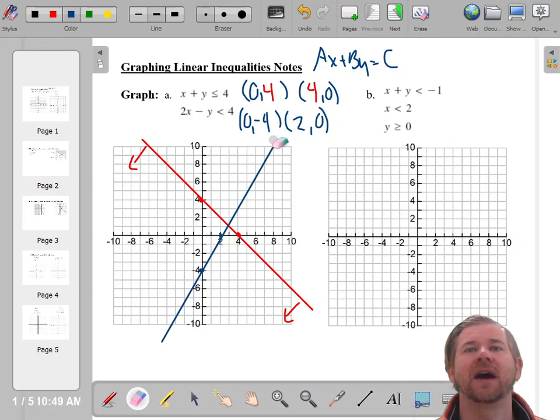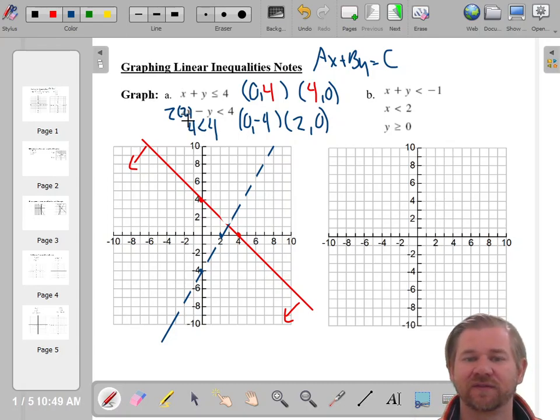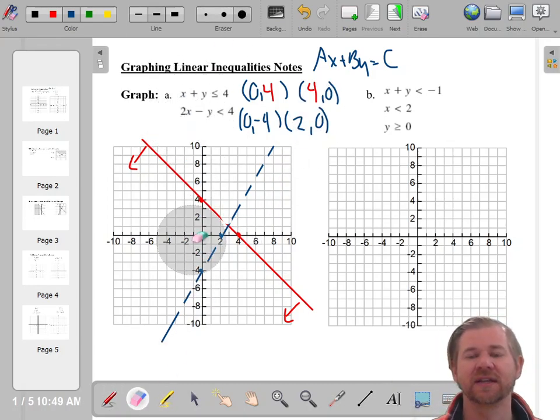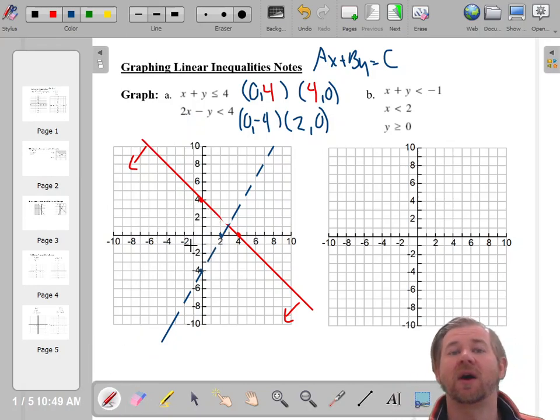Looks something like that. I'm going to make this a dashed line, and what that means is if you pick a point here, like if you pick 2, you get 2 times 2, you get 4 is less than 4. You're like, well, 4 is not less than 4. 4 equals 4, so it's on the border. So the distinction is it doesn't work. It's not equal to.